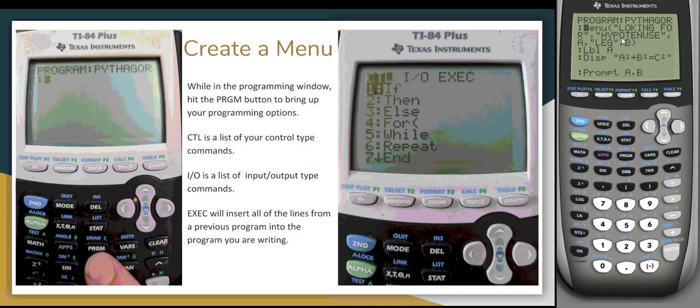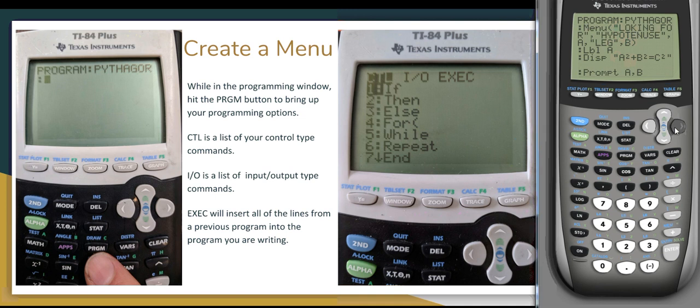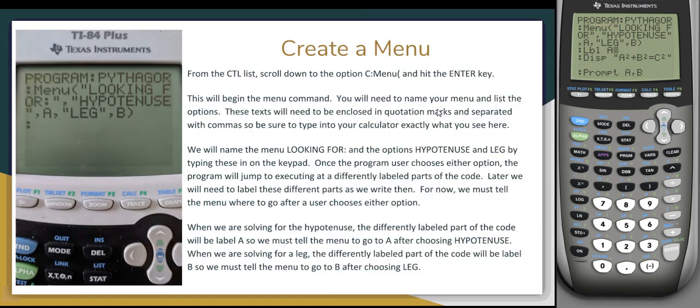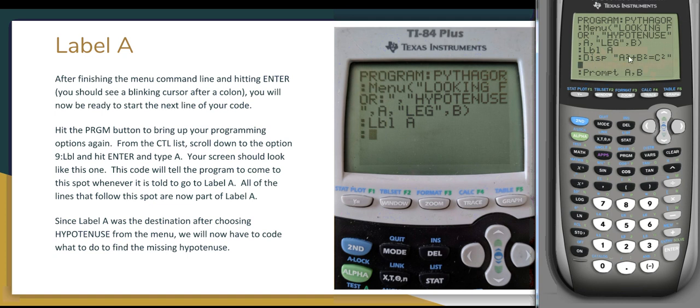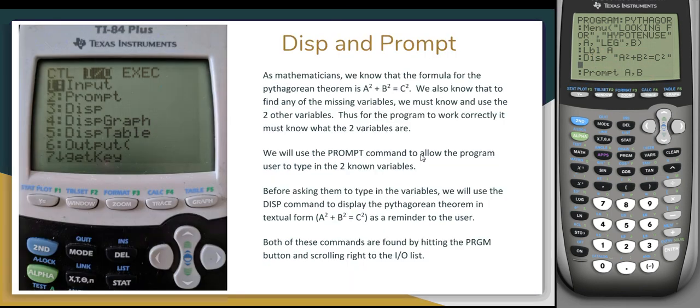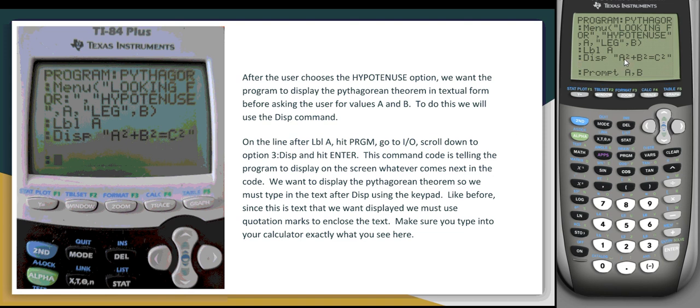To create a menu, like we did here, again, we go to the program and drop down. I would type all of this in here. It looks like I have looking. I need it to say looking for, so two O's. There we go. Then from there, it runs through the whole menu process. After we have created a menu, then we would start a label A. So after you choose this hypotenuse, it would go to label A. This is label A. It would display, and we went over how to display something. We would want it to display the actual Pythagorean theorem formula.